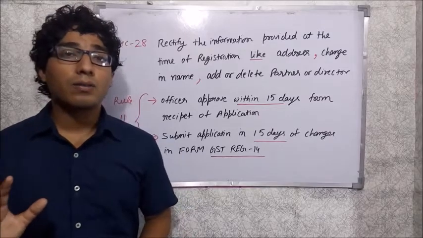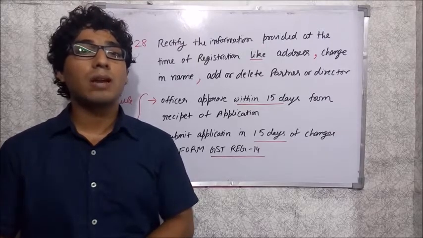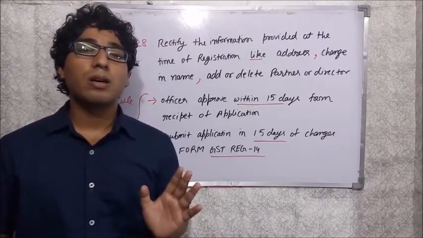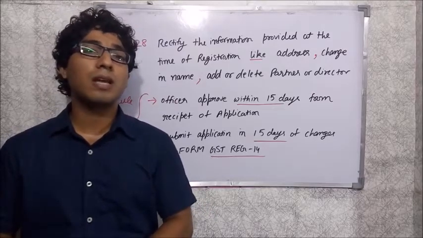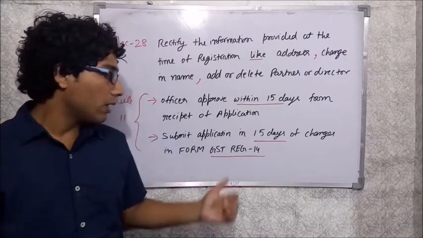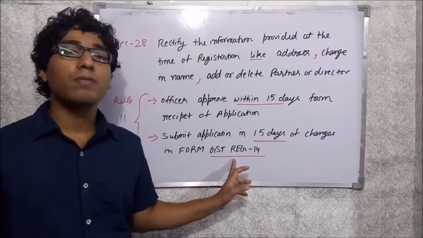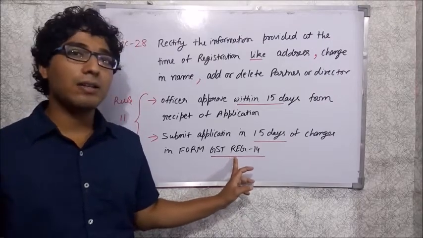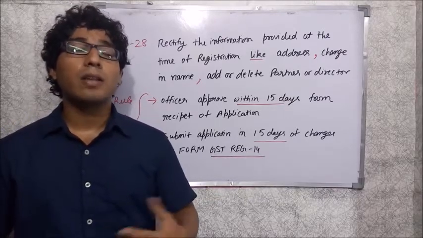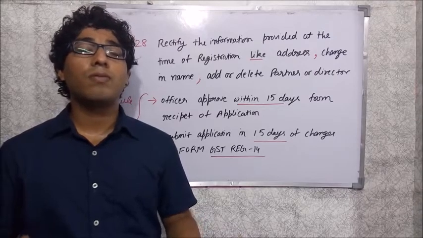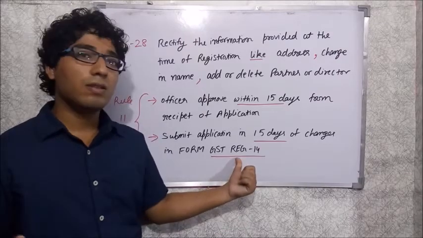I'm not going to tell you the whole procedure because that would be too lengthy. If you want to check the whole procedure, then check rule number 11 of the registration rules. But I'm just giving you what type of form and within which time you have to file it. Under rule number 11, you have to give the application in form GST REG 14 within 15 days of such changes. So whenever the name of the company changes, within 15 days of such changes you have to file an application in form GST REG 14.